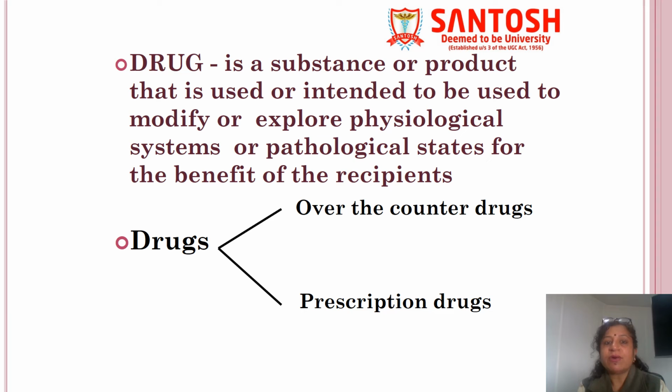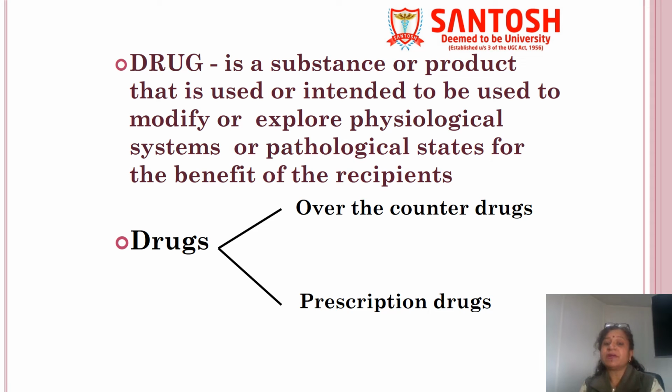A drug is a substance or a product that is used or intended to be used to modify or explore physiological systems or pathological states for the benefit of the recipient. So as it is saying, it is a substance. So it could be a single substance, or a product, meaning a combination of more than one substance, which is used or which we intend to use to modify or explore physiological function or any pathological condition. And the last words are very important: for the benefit of the recipient. If we are using it for the benefit of the recipient, then only it is a drug.